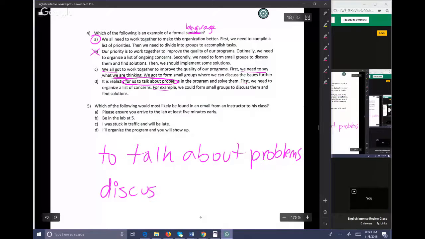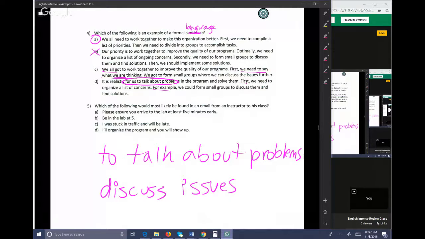Discuss problems, or even better, discuss issues, would sound much more formal. The word issue or concern is better than the word problem from a formal standpoint, but you could most certainly have problem in a formal sentence.